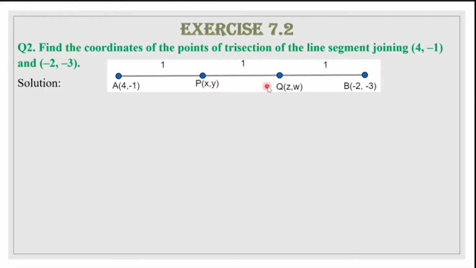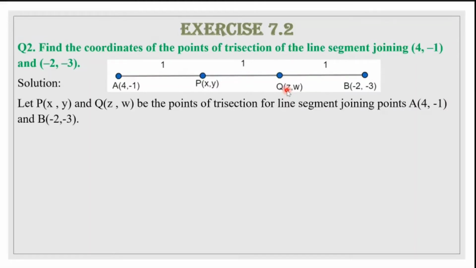Exactly the same way, I can find the value of Q using the section formula, taking AQ is to QB as 2 is to 1. I could also have done it differently: I know the coordinates of P and of B, and Q lies exactly in the center of P and B. See, PQ is to QB is 1 is to 1. So I could have found the value of Q using the midpoint formula also. Let us see the way it has been done.